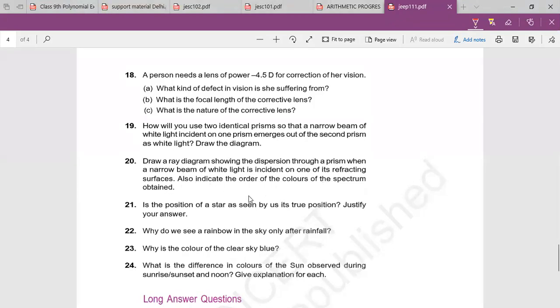Okay, draw this one. Draw a ray diagram showing the dispersion through a prism when a narrow beam of white light is incident on one of the refracting surfaces. Also indicate the order of the colors of the spectrum obtained. What is the order of colors?